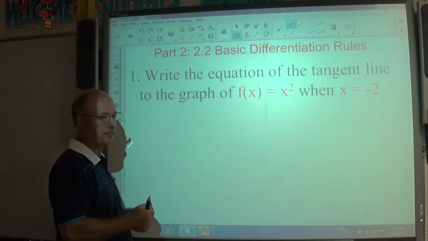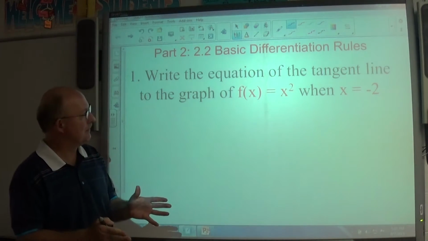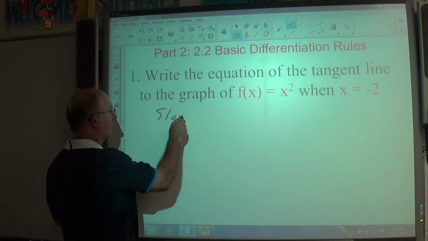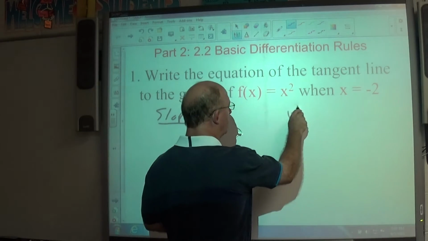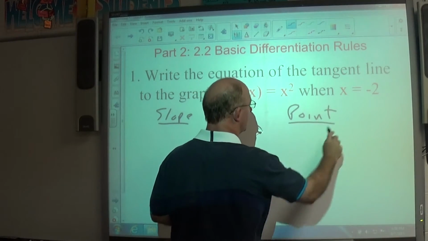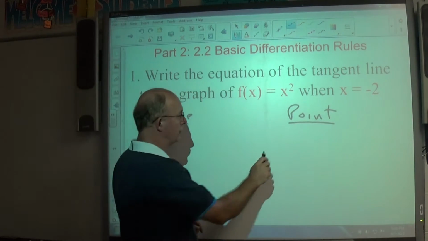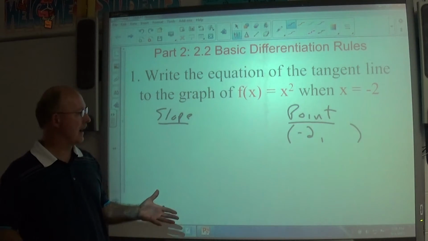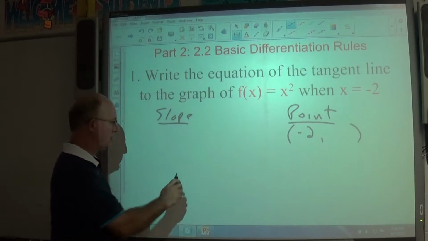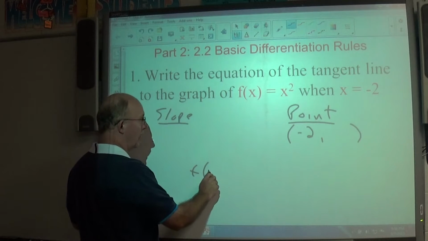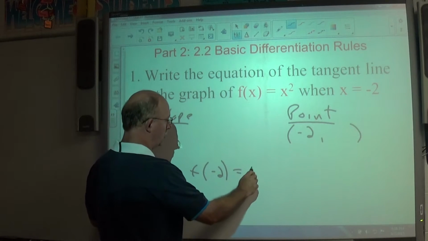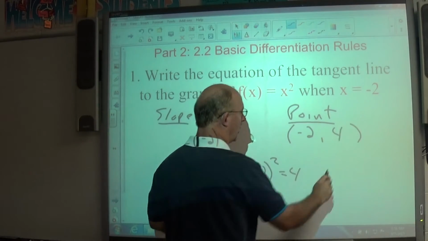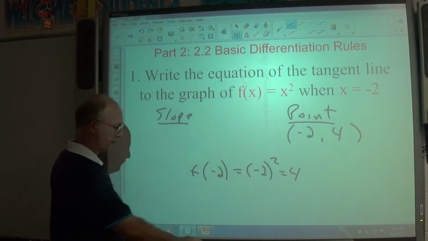Now to start off with, to write the equation of any line, you need two things. You need the slope and you need a point on the curve. We're given x equals -2, so we're given the x value, but not the y value, so we need to get y. So let's generate a function value here. F of -2 would be -2 squared, or 4. So our corresponding y value is going to be 4.